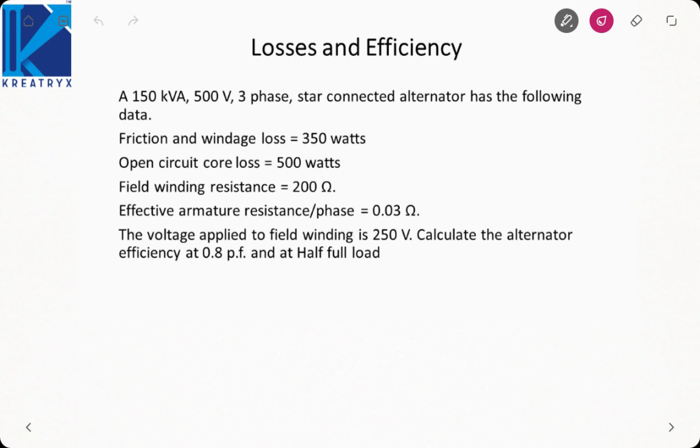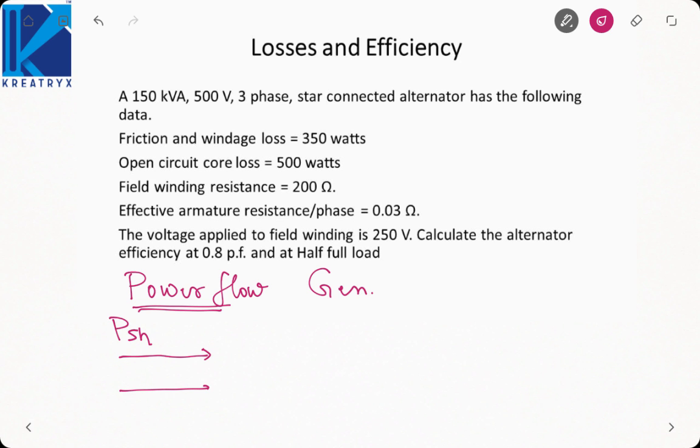Moving forward, the next type of problem that can be asked is based on efficiency and losses inside the synchronous machine. Before finding the efficiency of any machine, what you need to remember is power flow. How does the power flow inside a machine? First, if we talk about a generator, in a generator we have shaft input and we have input at the field. This shaft input causes rotational loss and then it is converted to developed power.